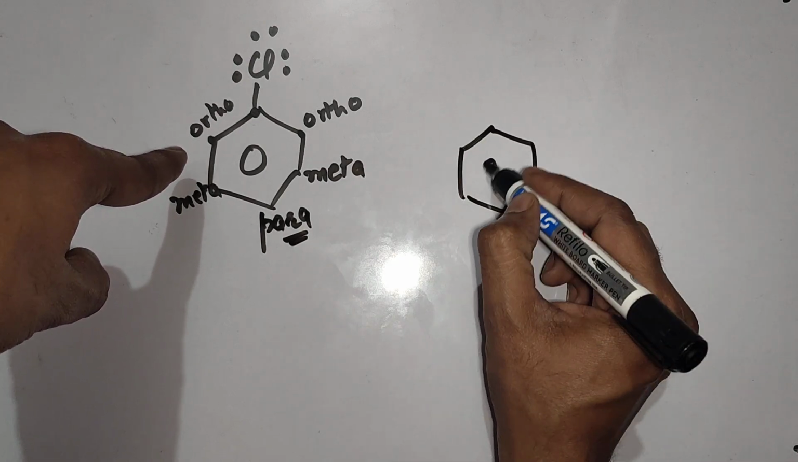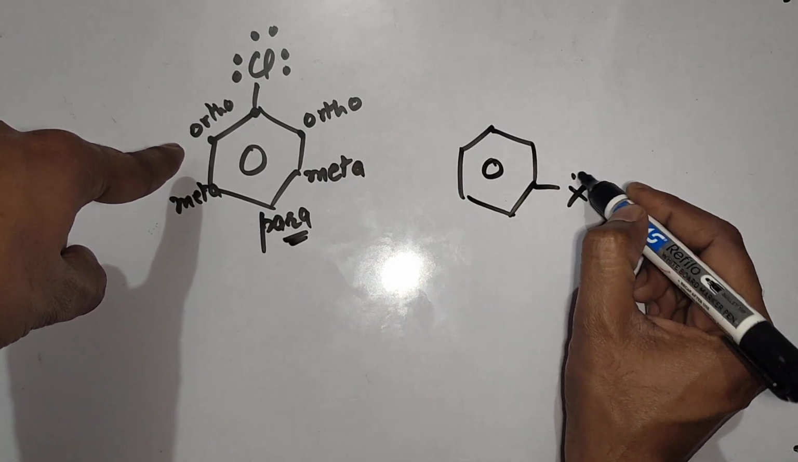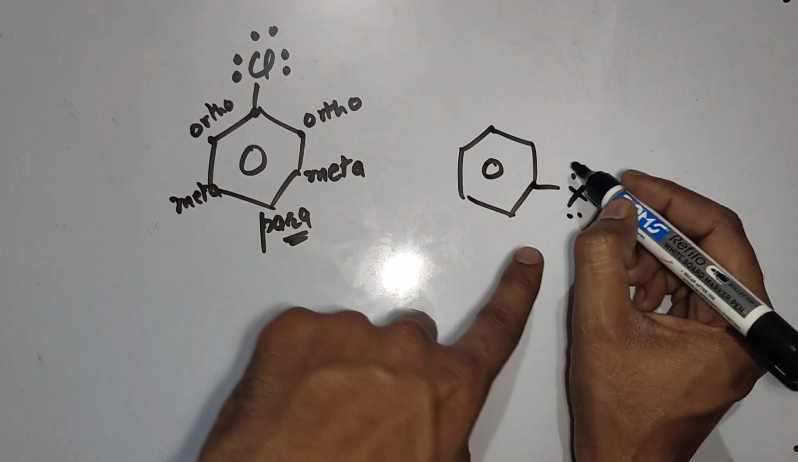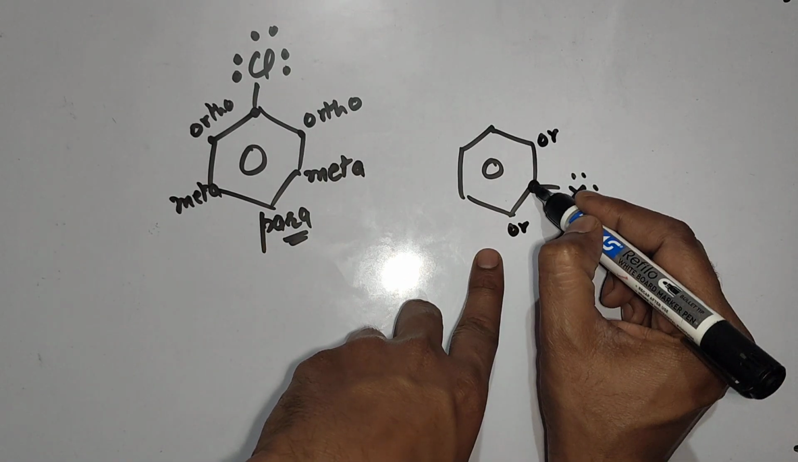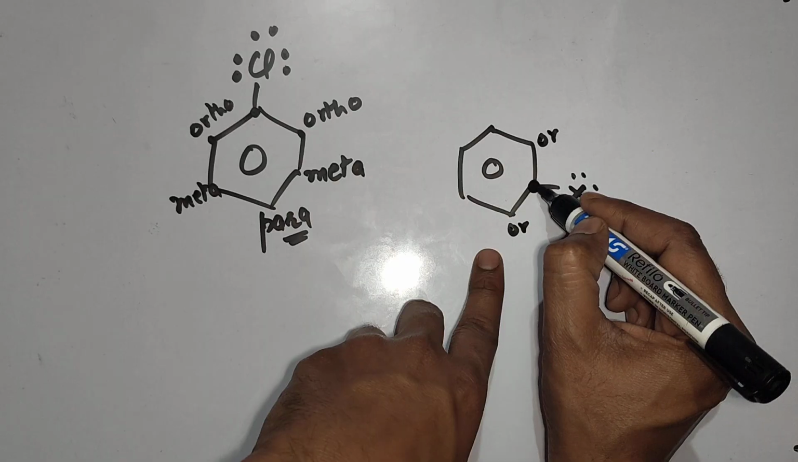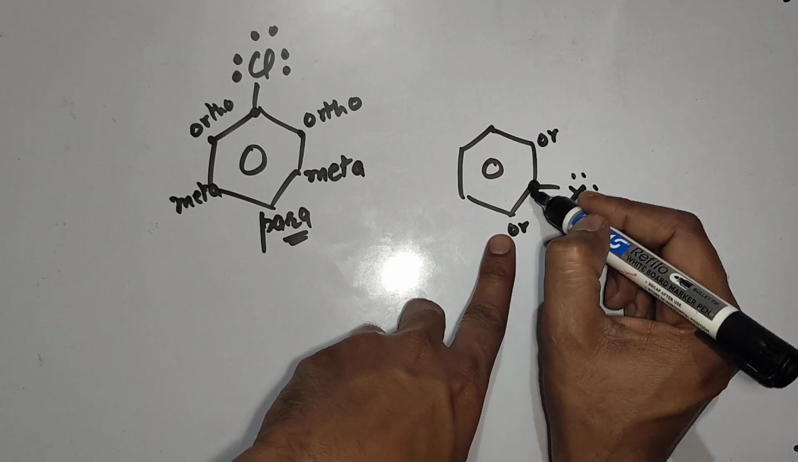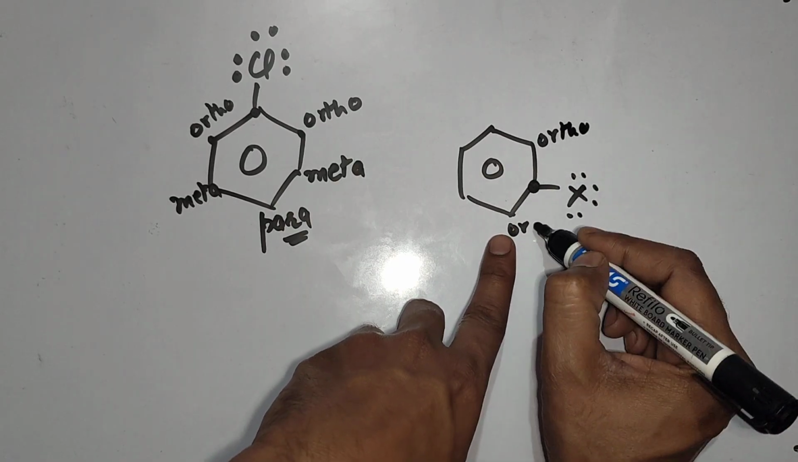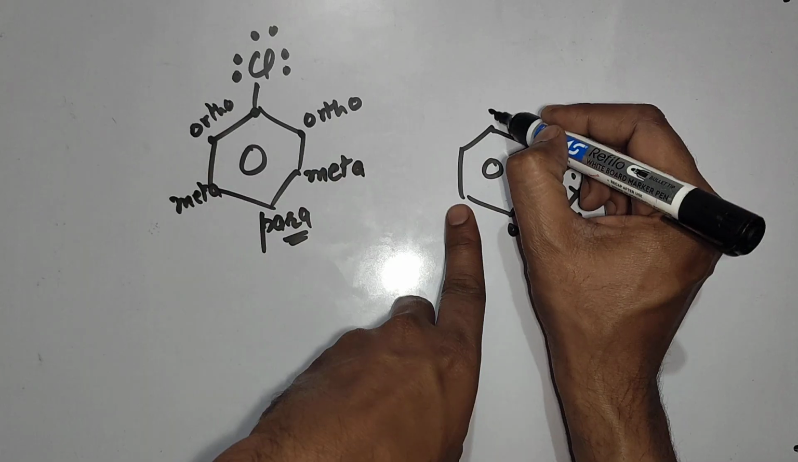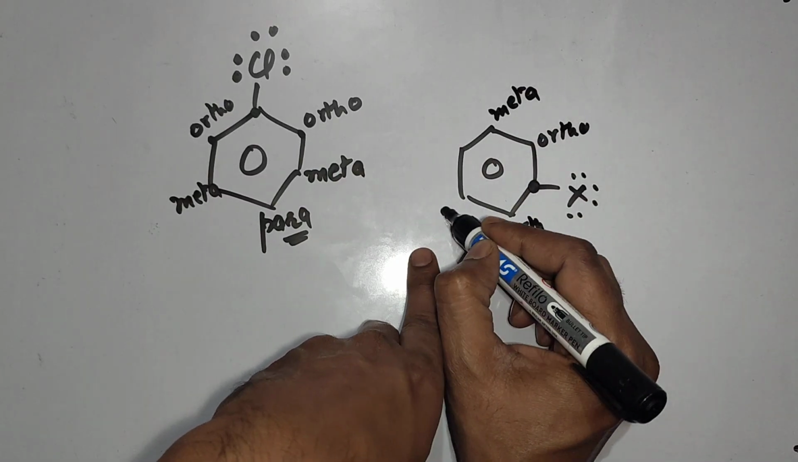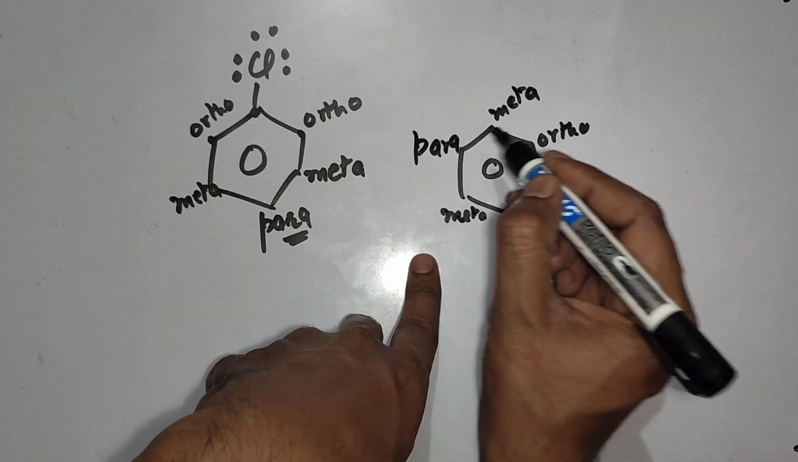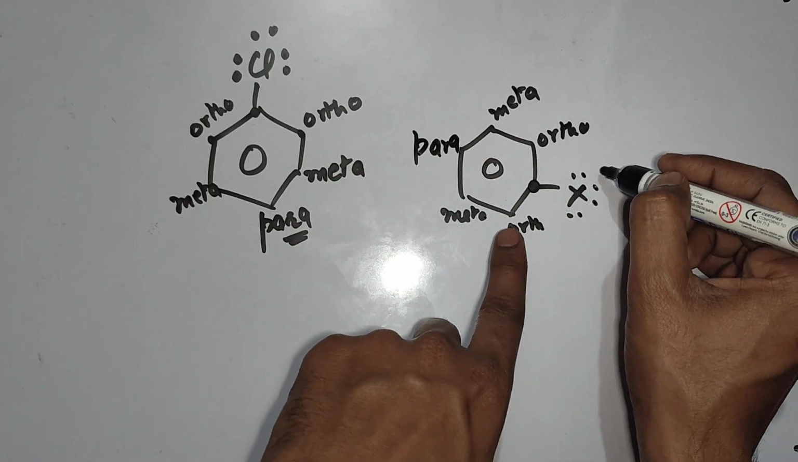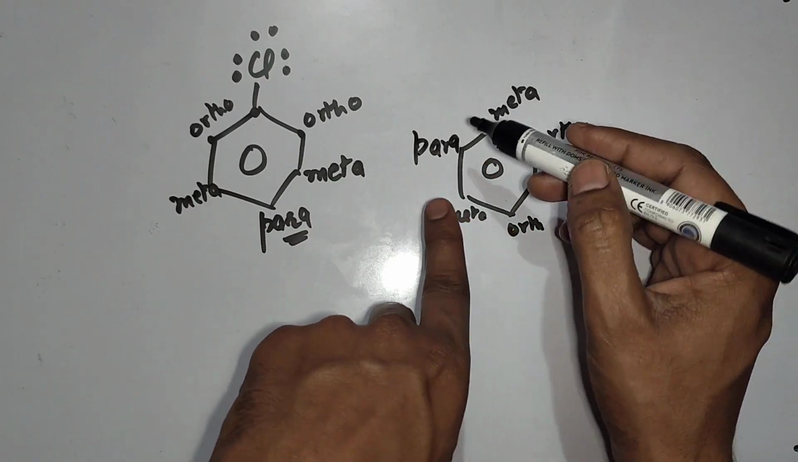If I change the position of X, meaning the halogen, now these two will become ortho. For the carbon which is directly connected with X, you have to check the next carbons. They are ortho. Next to ortho will be meta, and next to meta will be para. So three positions are generated according to X: ortho, meta and para.